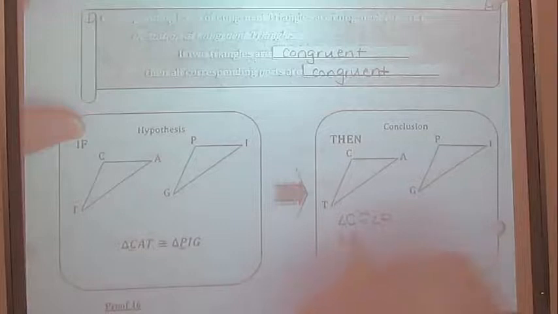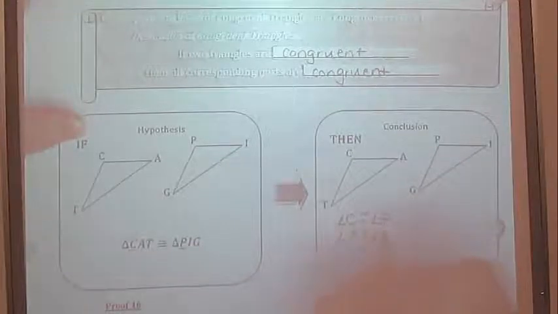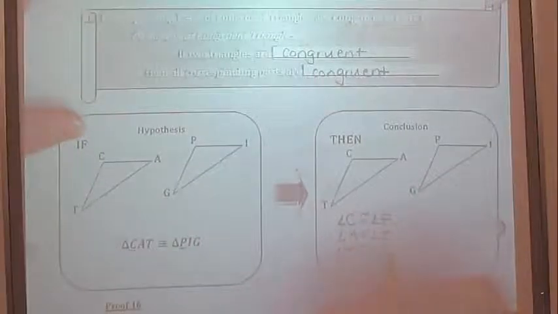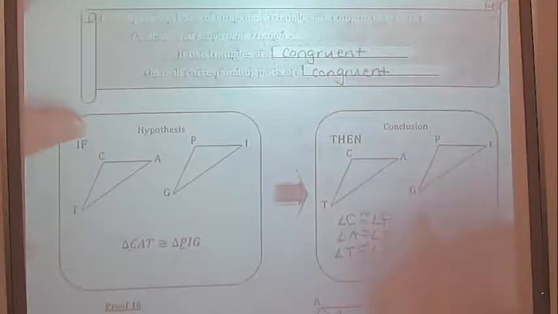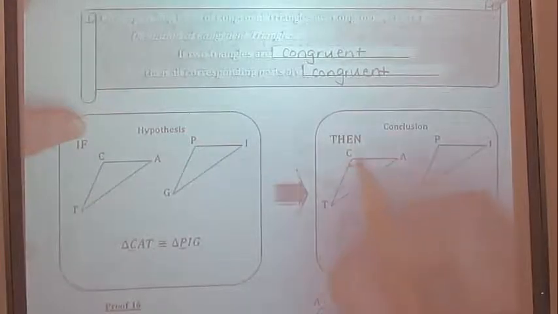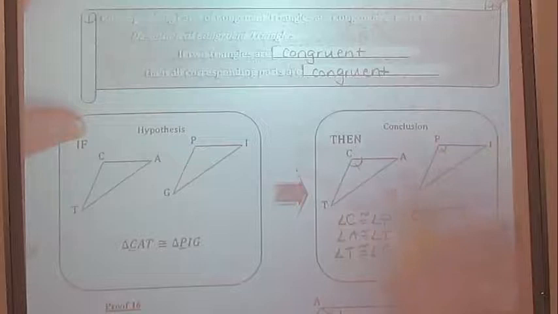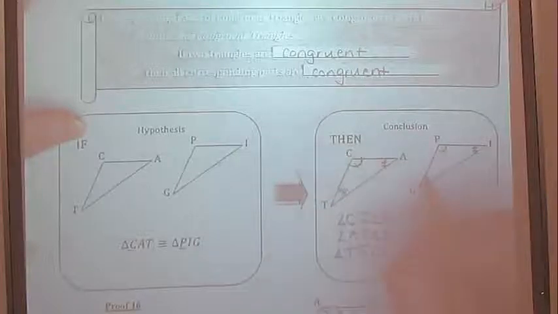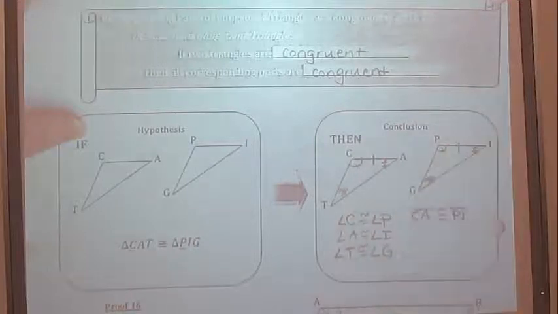We know that angle A is congruent to angle I, and angle T is congruent to angle G. We also know that segment CA is congruent to segment PI. Let's go ahead and mark those. So angle C is congruent to angle P. Angle A is congruent to angle I, and angle T is congruent to angle G. Segment CA is congruent to segment PI.